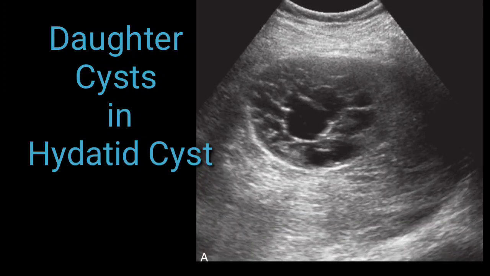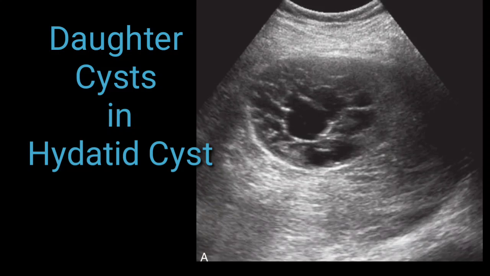This is a complex cystic lesion, and in the cyst there are multiple cysts. So this is called daughter cysts, or multiple cysts within the cyst. This is a particular pattern of the hydatid cyst, echinococcal cyst, which is very common, and echinococcal cyst or hydatid cyst can arise anywhere in the body and involve any organ of the body.